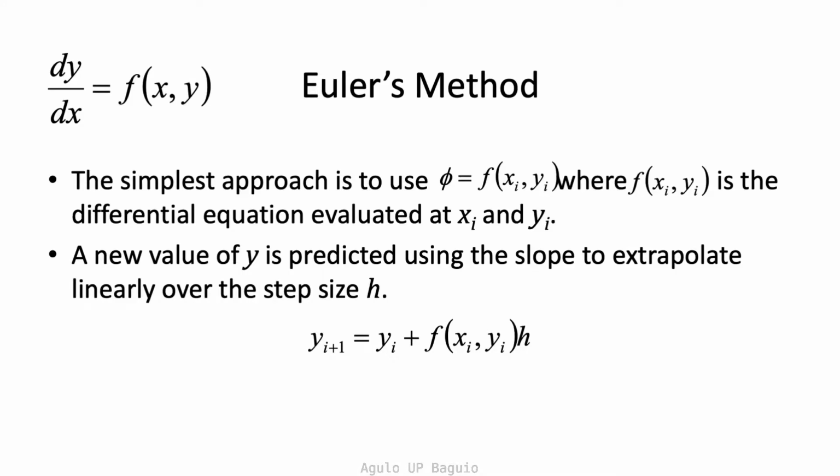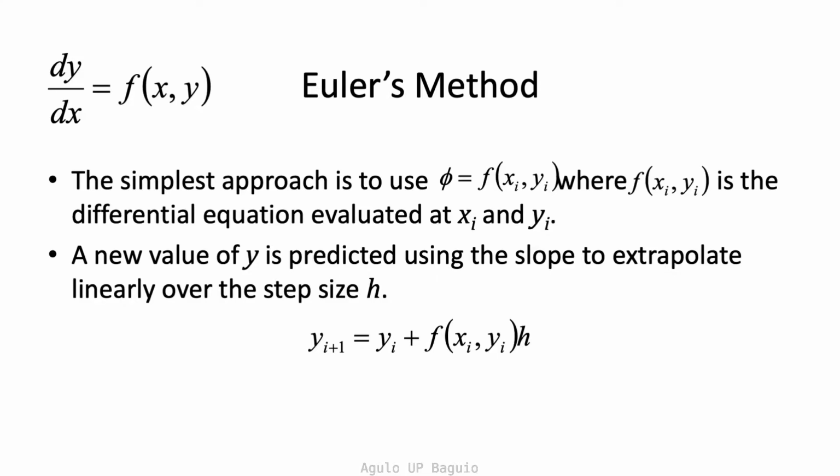The differential equation is used to estimate the slope in the form of the first derivative at x sub i. In other words, the slope at the beginning of the interval is taken as an approximation of the average slope over the whole interval. The simplest approach is performed using Euler's method.